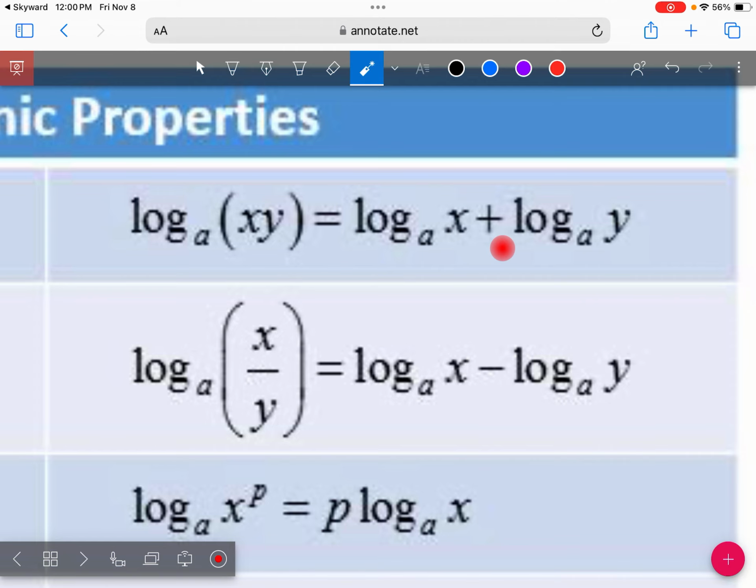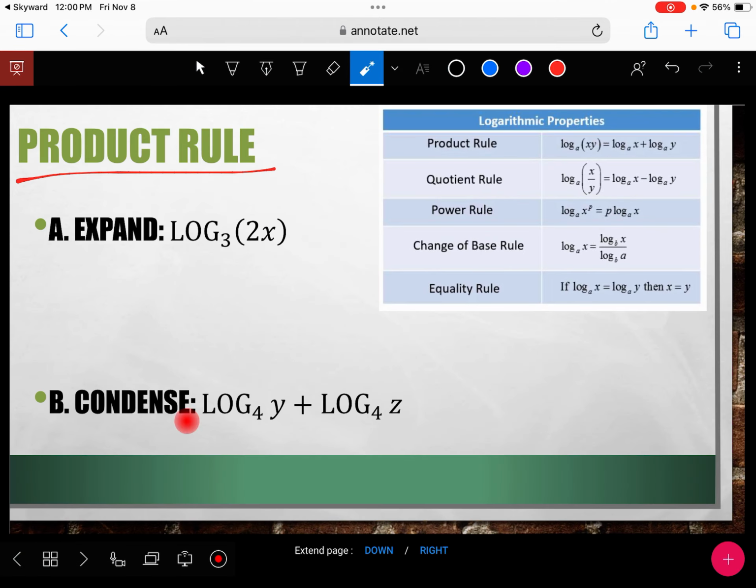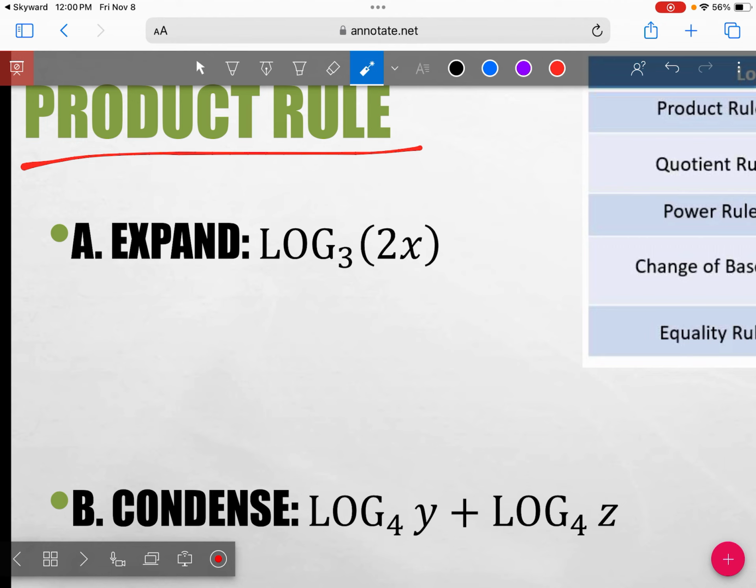Who remembers this from Algebra 2? So we're going to expand this by writing. So this is the mistake.